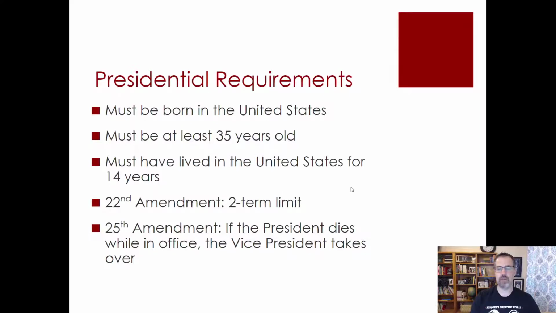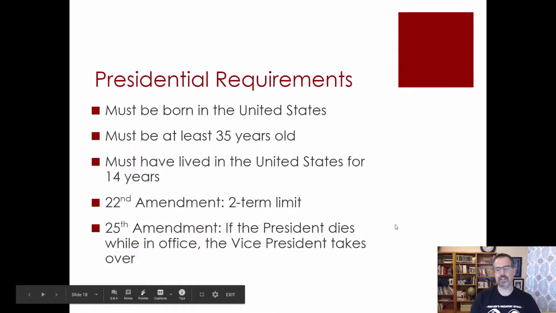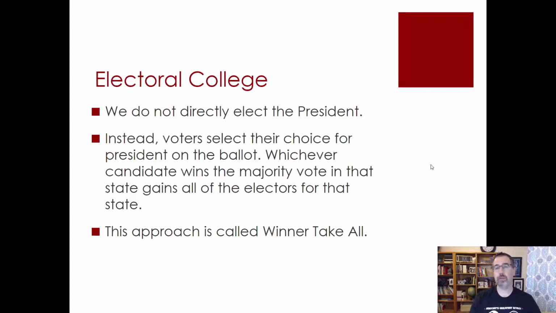The 22nd Amendment limits a president to a two-term limit, so they can only be elected basically two times. And the 25th Amendment states that if the president dies while in office, then the vice president takes over. So how do we elect the president?